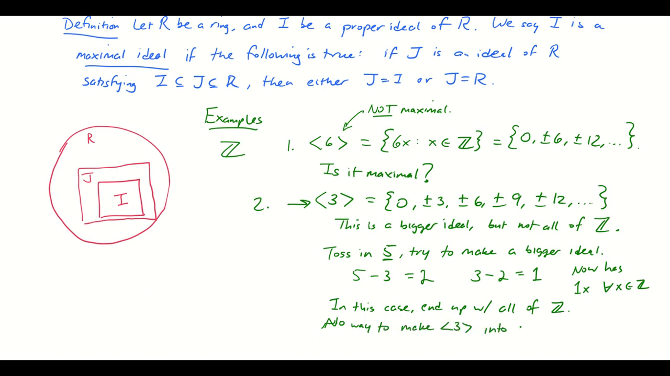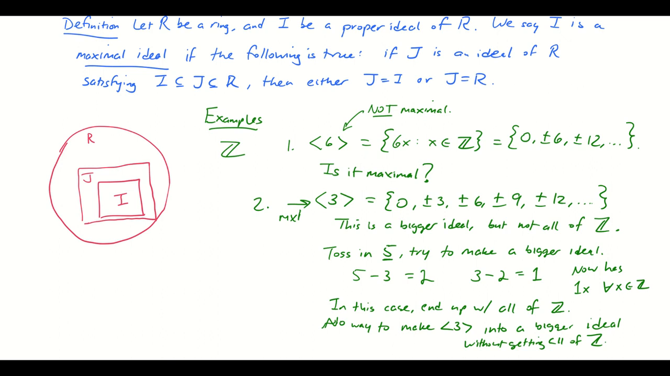I haven't proven it here, but there is no way to make this into a bigger ideal without getting all of the integers. So that means that this is a maximal ideal. I should mention that we often abbreviate maximal as MXL just to save a little time. So this is an example of a maximal ideal, but the ideal generated by 6 was not.